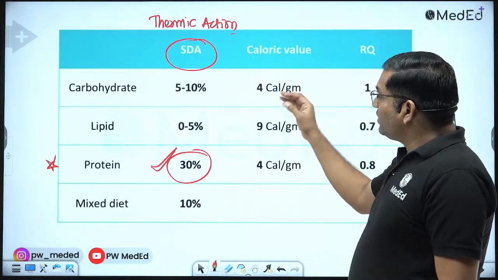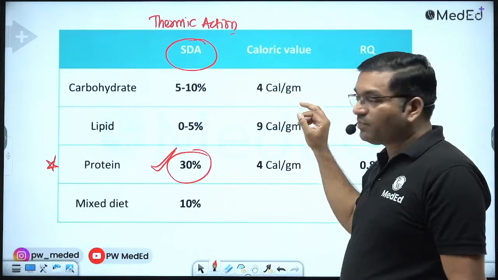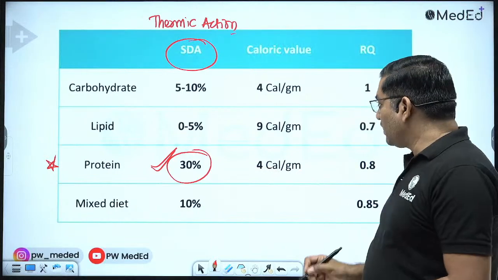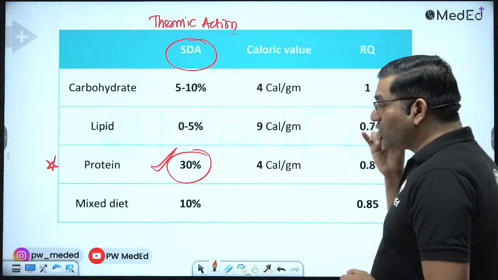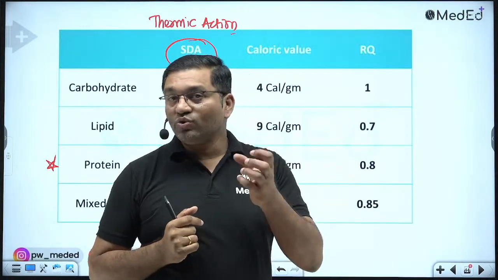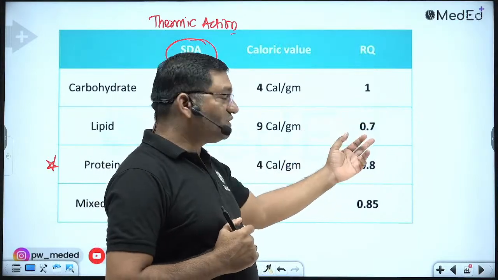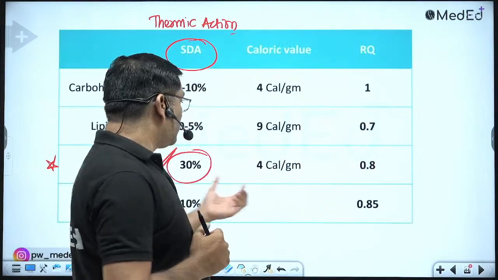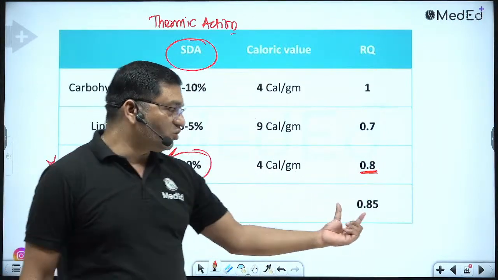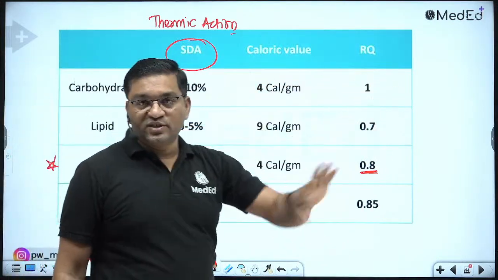Now caloric value means the amount of energy provided by a foodstuff. Carbohydrate gives 4 calories per gram, lipid gives 9 calories per gram and protein gives 4 calories per gram. Respiratory quotient is the amount of CO2 produced to the O2 utilized. It is 1 for carbohydrate, 0.7 for lipid, 0.8 for protein, and 0.85 for a mixed diet. So this chart is important: SDA, caloric value and respiratory quotient.